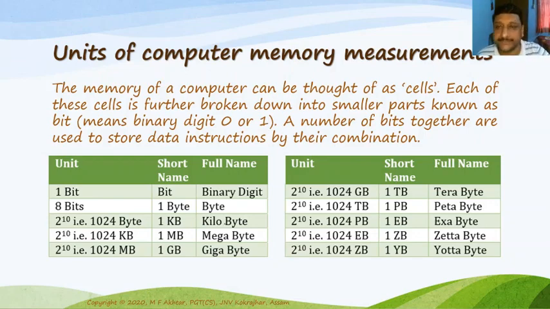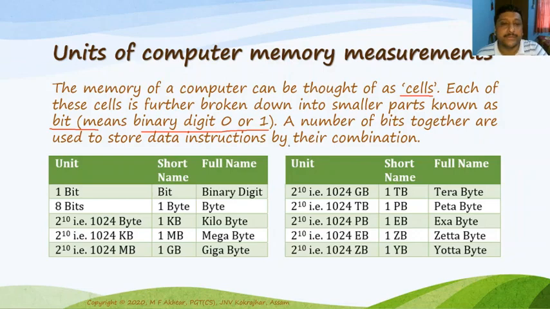See here. The memory of a computer can be thought of as cells. Each of these cells is further broken down into smaller parts known as bits, meaning binary digits, 0 or 1. So first of all, the smallest component of a memory is the bit, that is, a binary digit, 0 or 1. And a cell contains more than one bit.